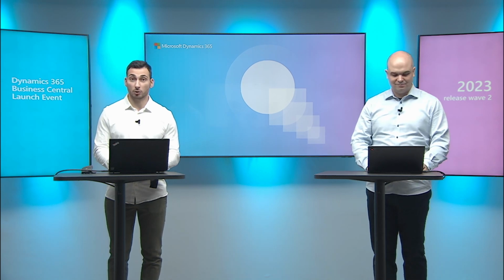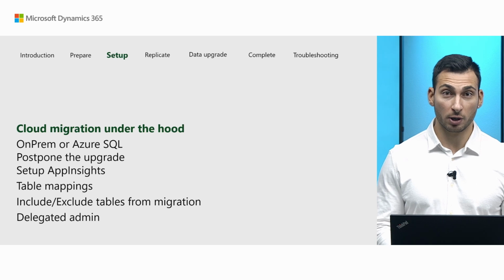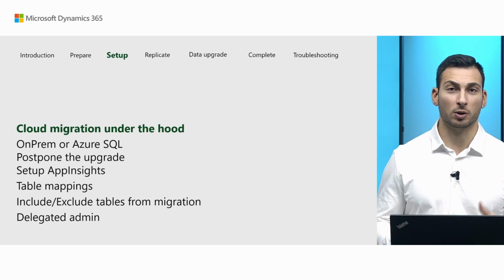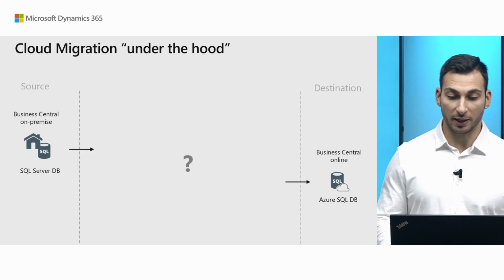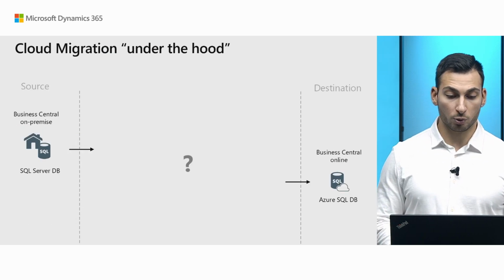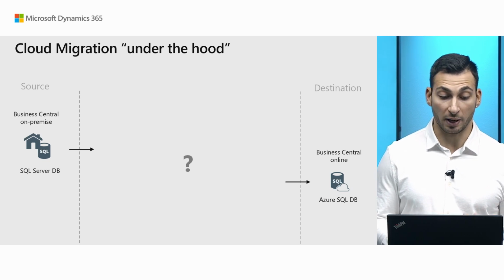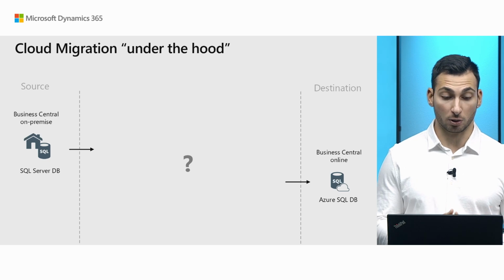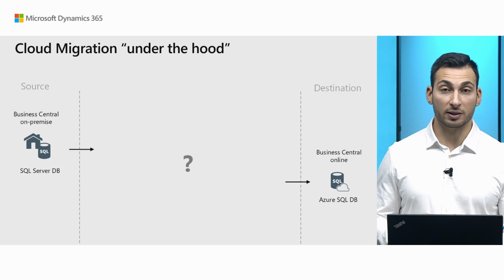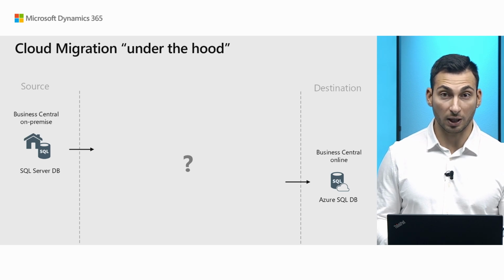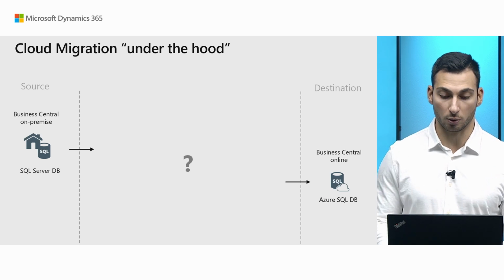We want to give a closer look now into what are the building blocks of the cloud migration infrastructure. So basically, let's jump into what's happening behind the hood of cloud migration. Just to give a very high-level introduction, when we talk about cloud migration, there's the assumption that there's always a source environment. That would be a Business Central on-premises installation where you have your own SQL Server database, and a destination Business Central online environment that's basically with an Azure SQL database.